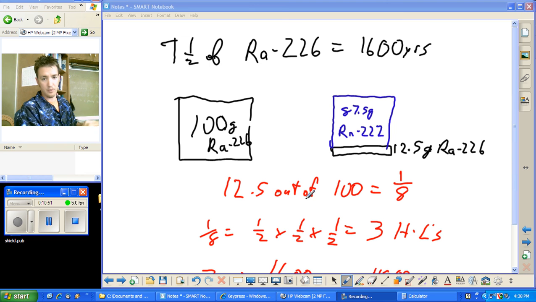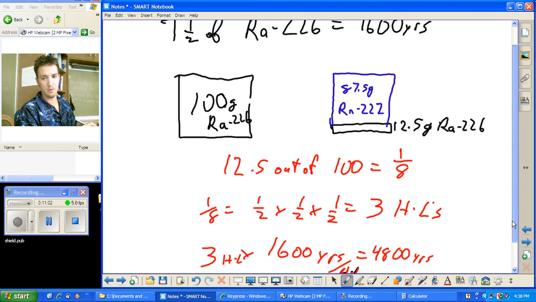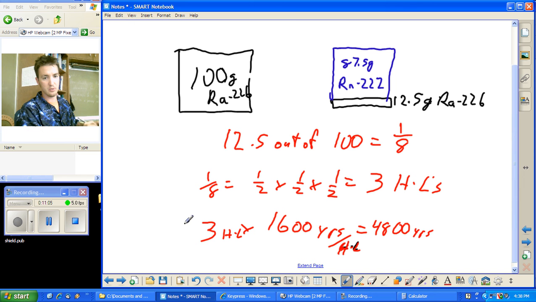So if 1/8 is the amount you have left, that is a half times a half times a half, or 1/2 to the third. So there are 3 half-lives to get that far. So to calculate the age, 3 half-lives times 1600 years per half-life gives me 4800 years.